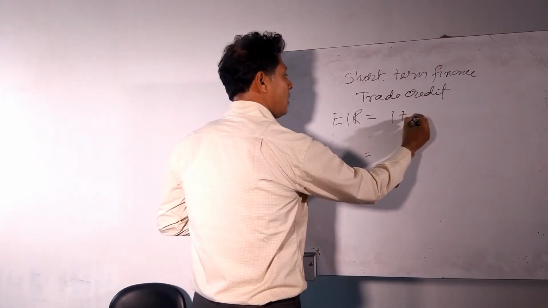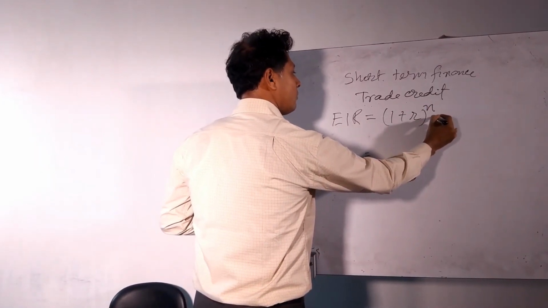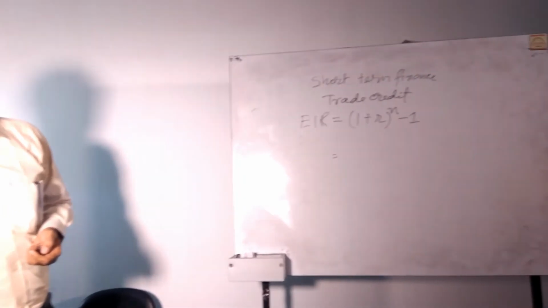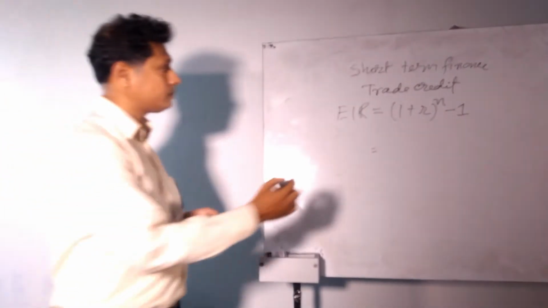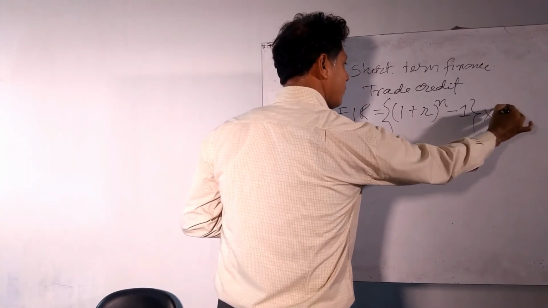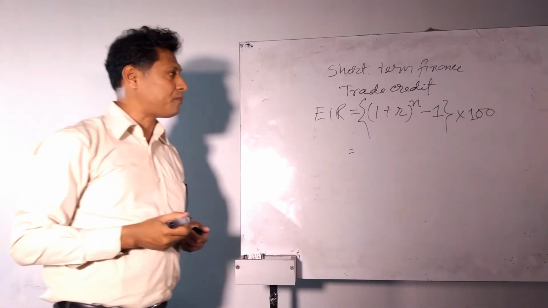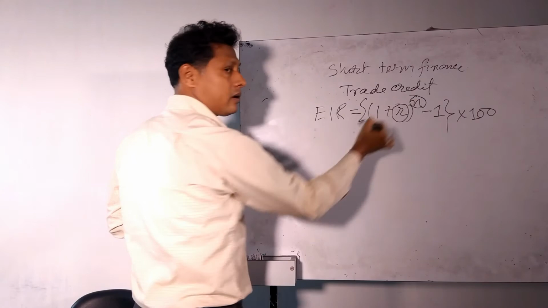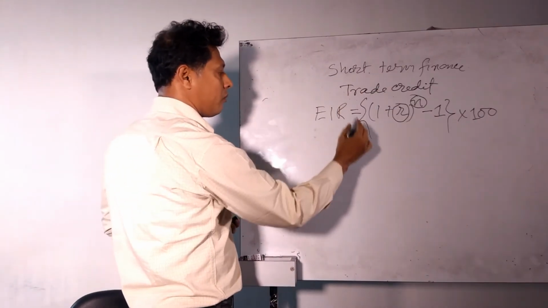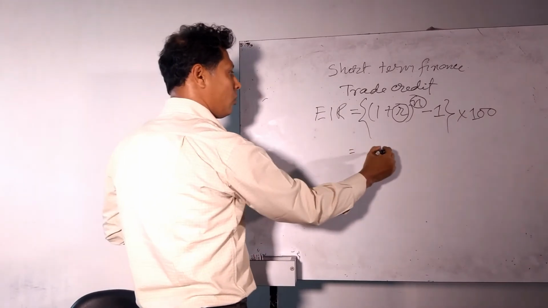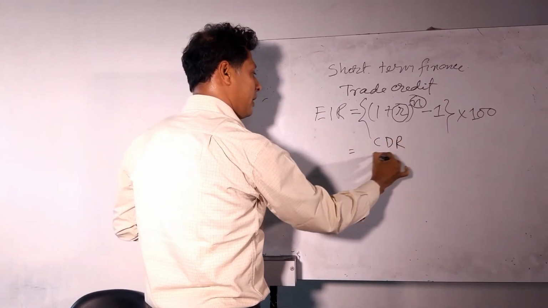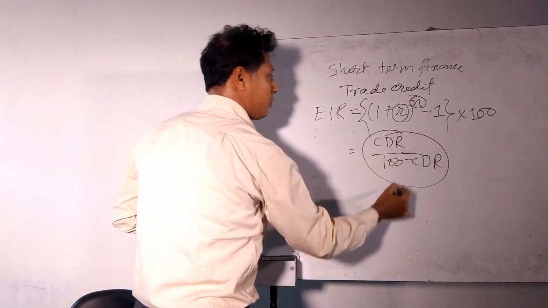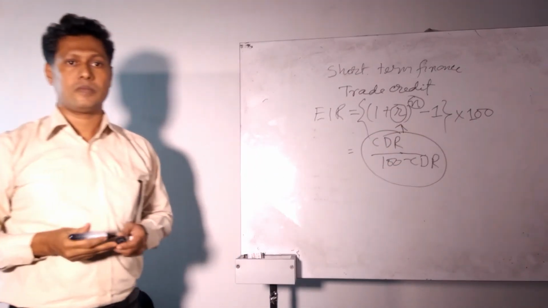Here it is: 1 plus R to the power N, minus 1, into 100. The 100 is again used for percentage. Here R is the rate of interest, N is the number. The first formula, from the APR formula, was CDR divided by 100 minus CDR. This result is called R, the rate of interest. The R will come from this result.